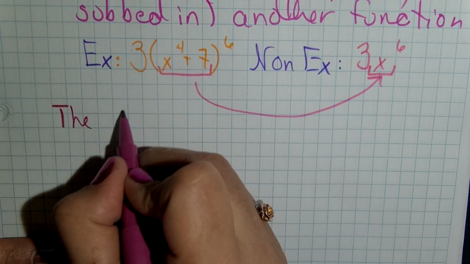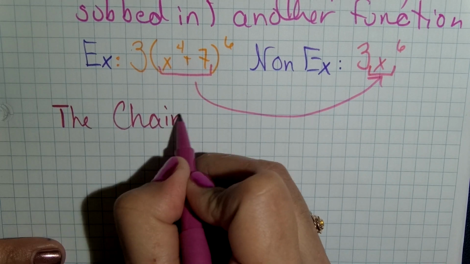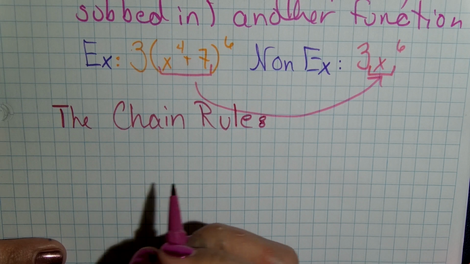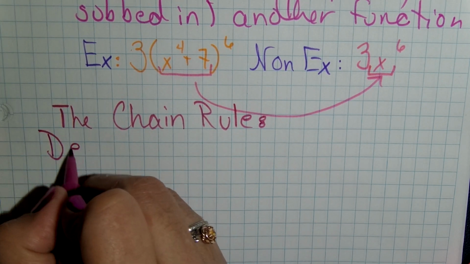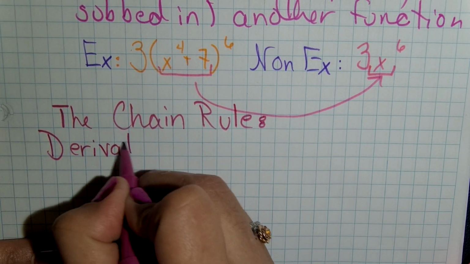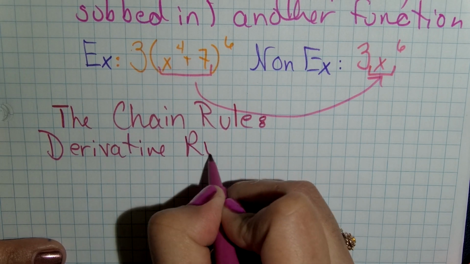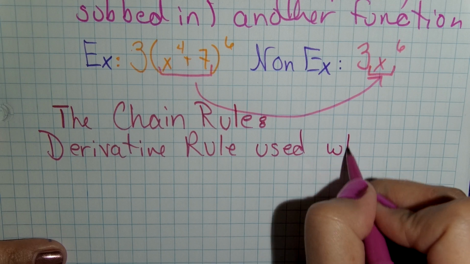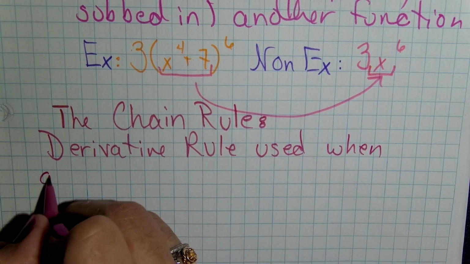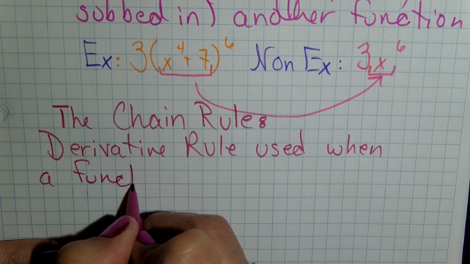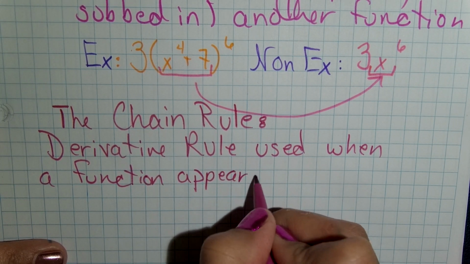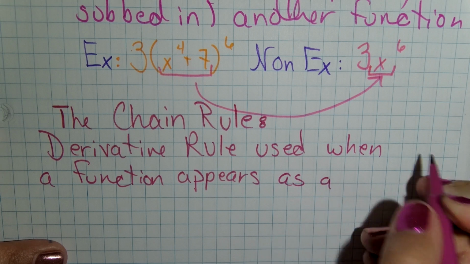The chain rule. So this is what we're talking about today. The chain rule is the derivative rule used when a function appears as a composition.